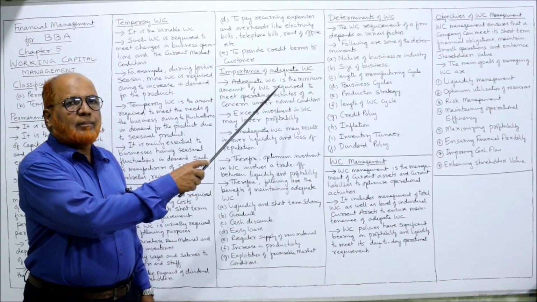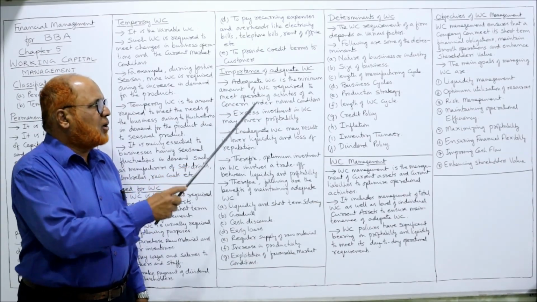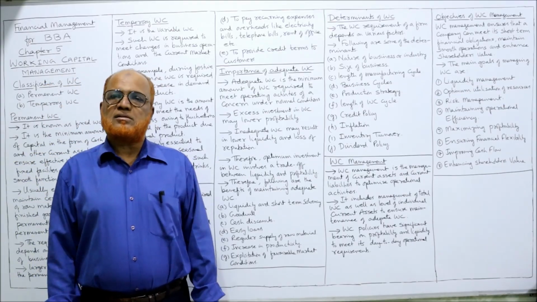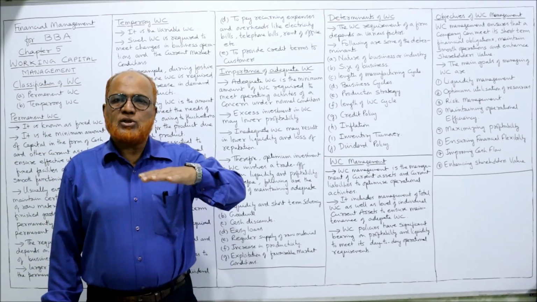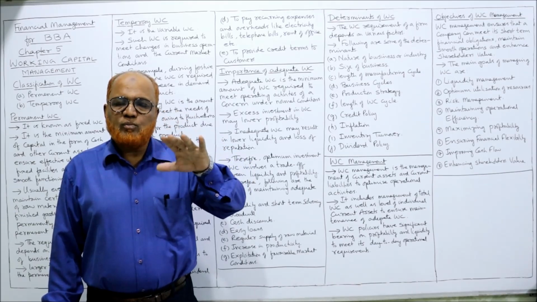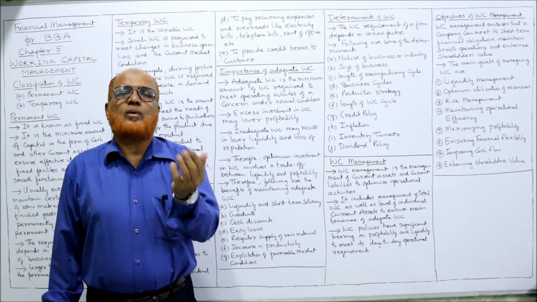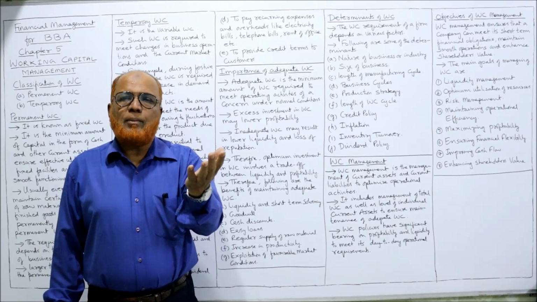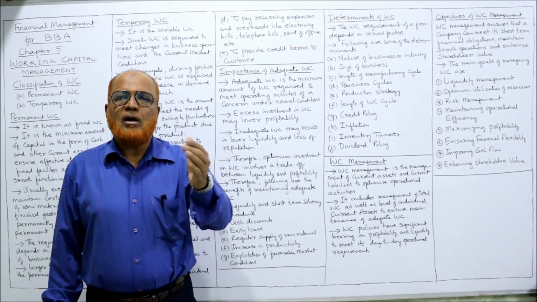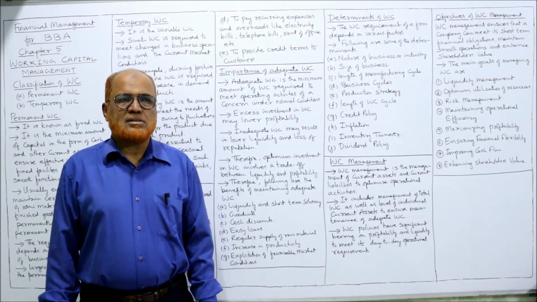So adequate working capital is the minimum amount of working capital required to meet the operating activities of a concern under normal circumstances. Successfully, smoothly, the business has to run. So for smooth running of the business, we need sufficient or adequate working capital. It is the minimum amount of working capital which we require for smooth conduct of the activities of the business.